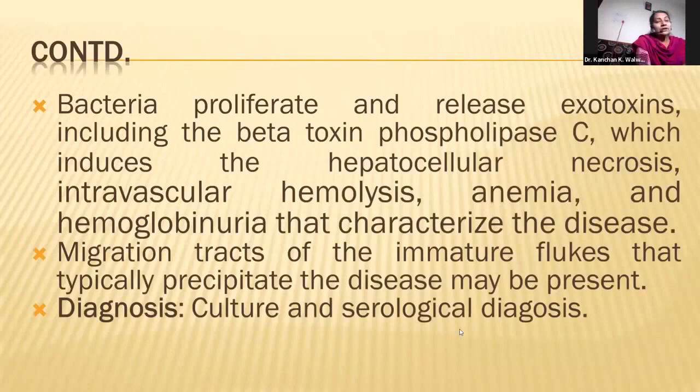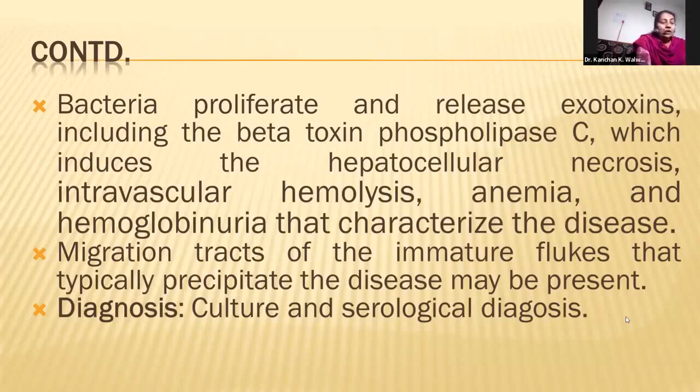So they release exotoxins, including the beta toxins, phospholipase C, and this causes hepatocellular necrosis, and this also leads to intravascular hemolysis because of shortage of certain types of proteins and amino acids in the blood, which are synthesized by the liver. Since the hepatic tissue is damaged, these amino acids or proteins are not being formed there, and that leads to hemolysis, and this again leads to anemia and hemoglobinuria, and this is the characteristic of this disease. So the migratory tract of the fluke actually precipitates the disease.